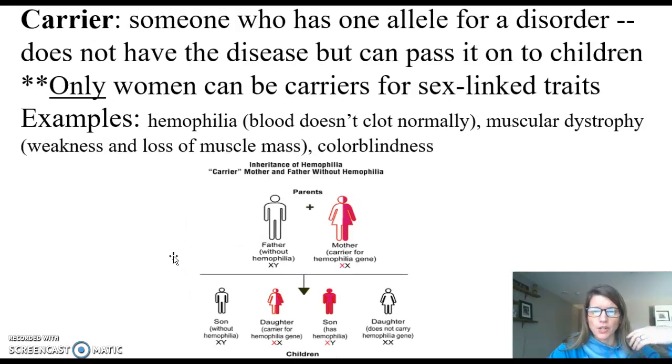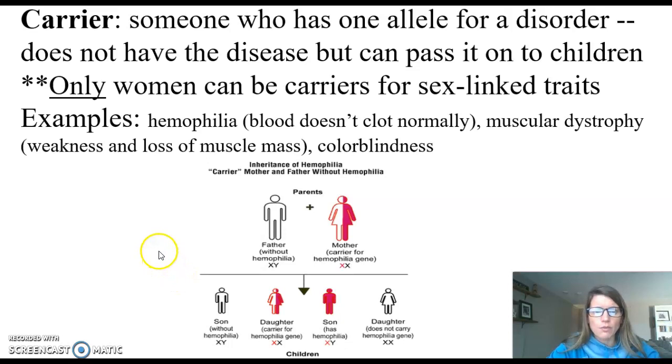Here's just explaining carrier again. Females are the only ones that can be carriers, meaning they show that normal trait, but they can carry the sex-linked disorder to pass on to their offspring. Only women can do this because these traits are only held on the X. Males only have one X. So they're either normal or they have the disorder.